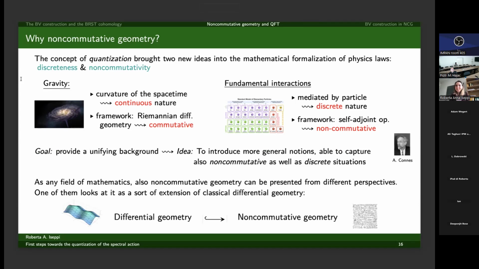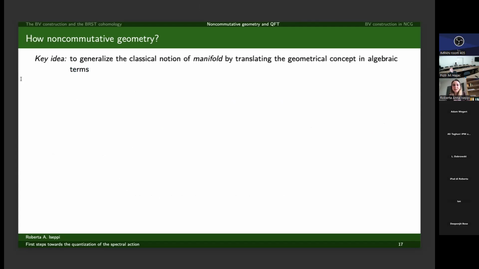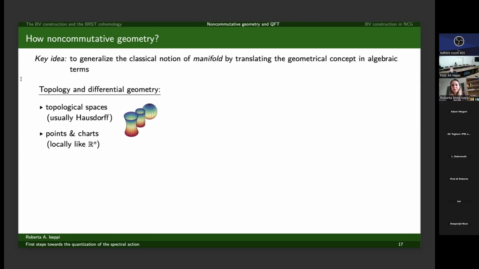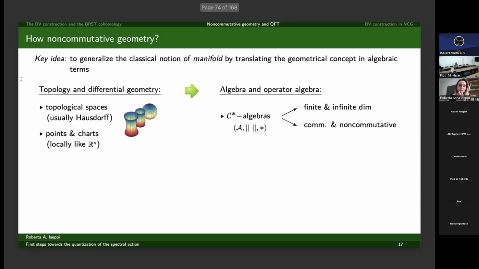And of course, I think that if we all discuss non-commutative geometry, we have a different way of describing it. The way I like to see it is as some kind of enlarging of classical differential geometry. One can say, let's try to describe a manifold in some kind of algebraic terms. While topology and differential geometry usually deal with topological spaces, and differential geometry speaks about points and charts and something that looks like R^n, if we go to the algebraic side, we want to have this described in terms of C*-algebras.